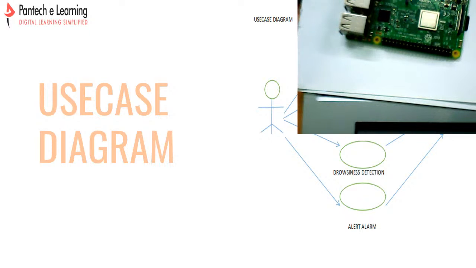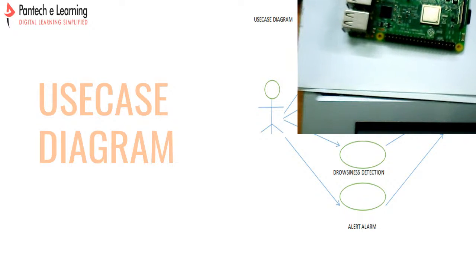So for this project, the use case diagram is, first initially we need to activate the camera, and then by using a neural network we are going to calculate the eye aspect ratio of the particular person. The eye aspect ratio will vary from person to person, so it should be detected by using a neural network. For example, some people's eyes are very big and some people's eyes are very small.